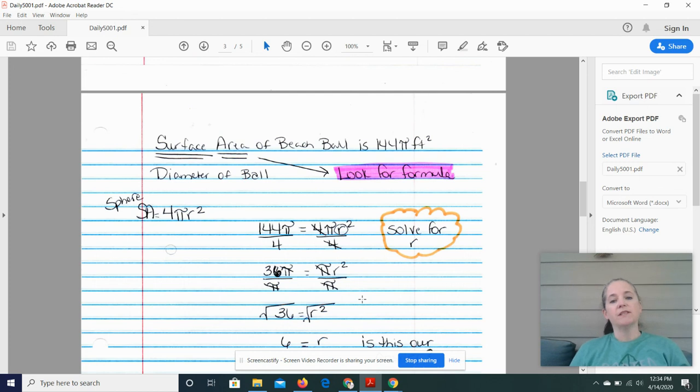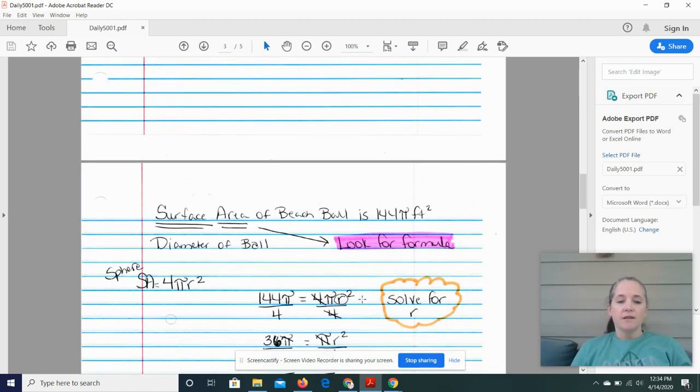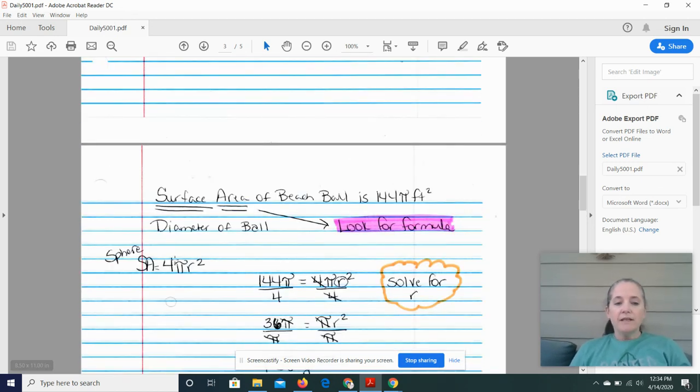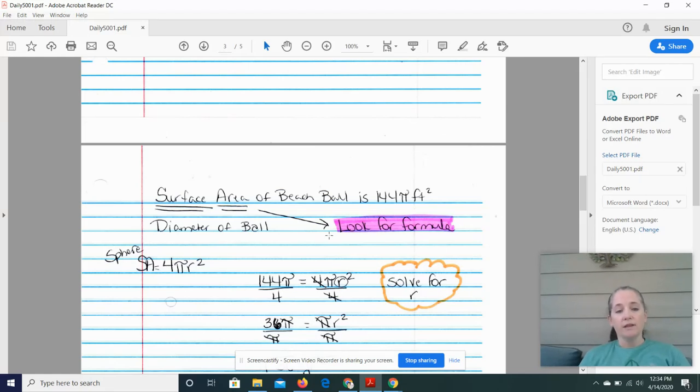Let's see, surface area of a beach ball. So surface area is 4 pi r squared. They told us that the surface area of the beach ball was 144 pi. So we looked for the formula. We know that the surface area is 144 pi, so all I did was plug that in for surface area and made it equal to the 4 pi r squared.